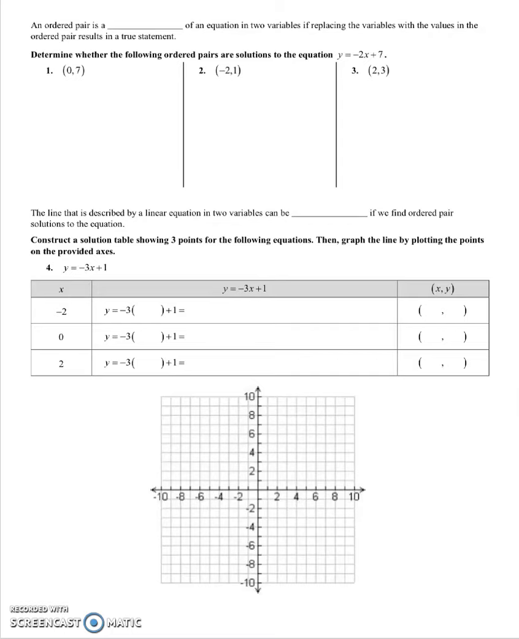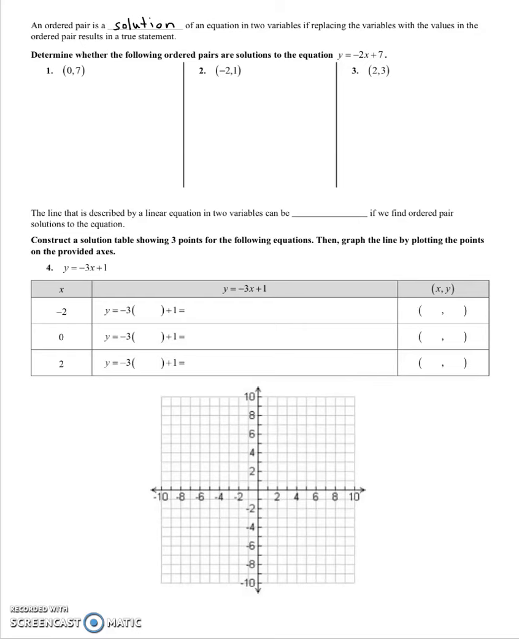So, we're still talking about graphing and linear equations in two variables. An ordered pair is a solution of an equation in two variables if replacing the variables with the values in the ordered pair results in a true statement.